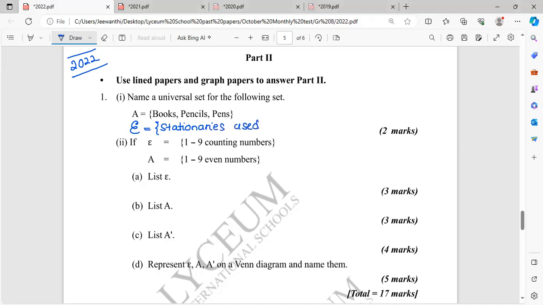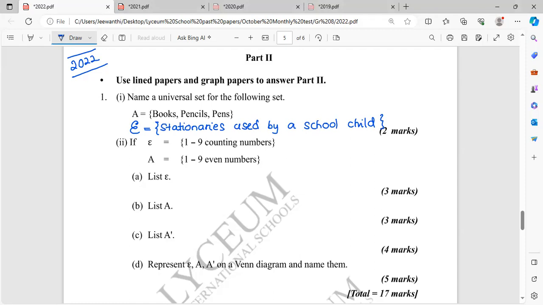used by a school child. You can write anything, as long as it is applicable for this example. It doesn't matter; the universal set, the whole thing, is the stationaries used by a school child. And out of this, the books, pencils, pens, maybe the writing materials, we can have the drawing materials and the writing materials. You can name it as stationaries used by a school child.